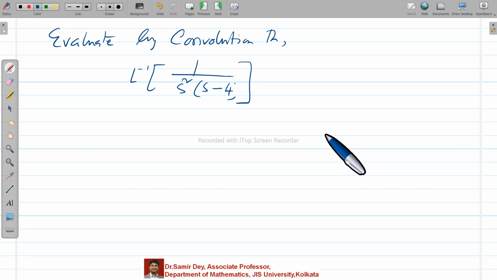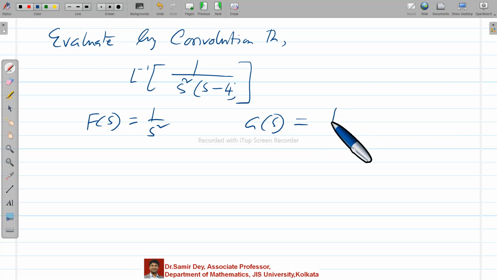Clear? It's very simple. Now anyone please tell me what is your Fs? Yes, very good. Fs will be 1 by s square. What will be the Gs? Gs will be 1 by s minus 4. Clear? So now you have to consider what is the L inverse of Fs and what will be the L inverse of Gs to find ft and gt simultaneously. Okay, so I think you can solve it.